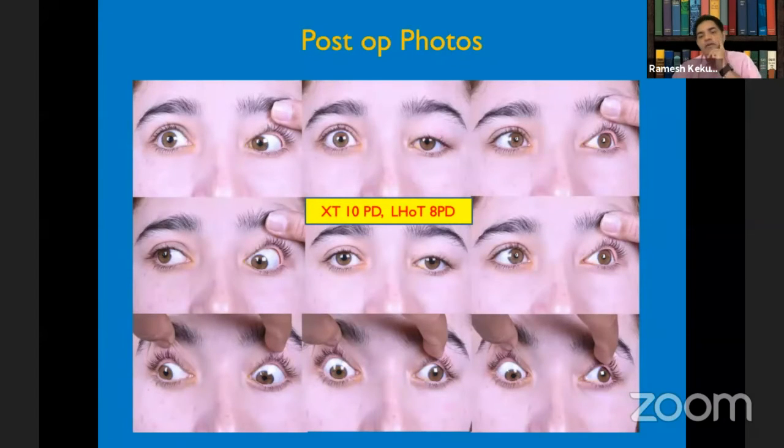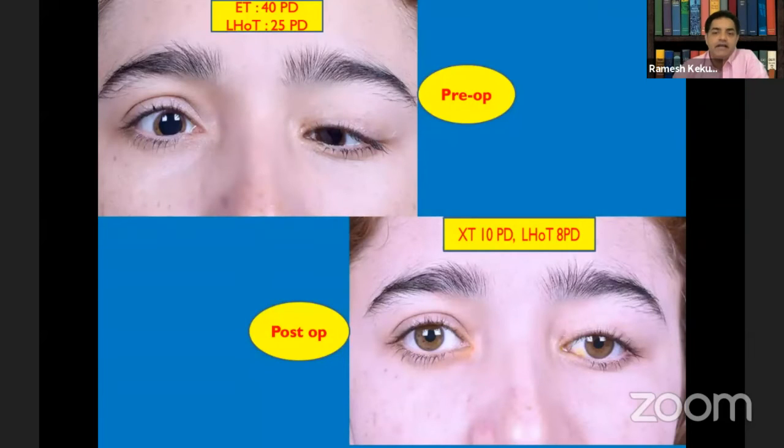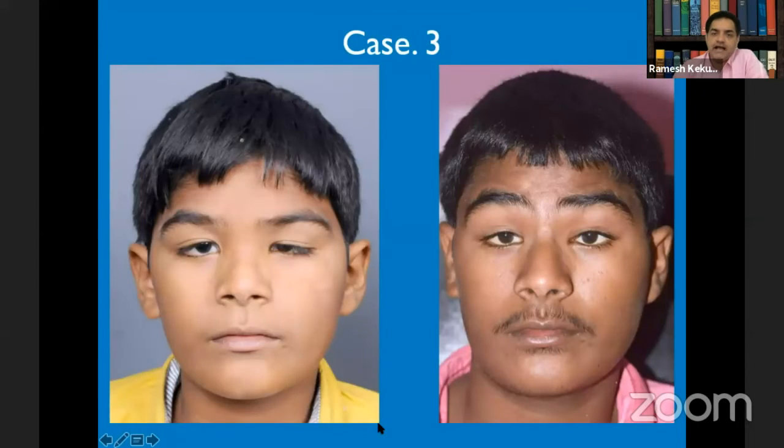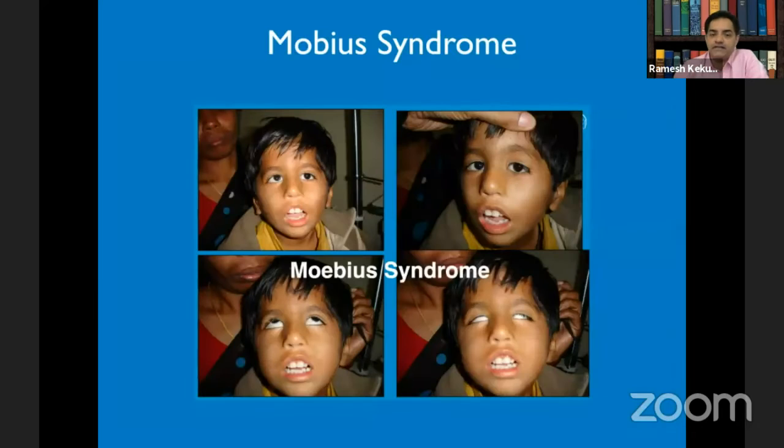And this is post-operative after MR recession and IR recession in the left eye. She has a significant improvement in both alignment as well as abnormal head posture. You can see in this patient. And this is the last case with kind of mixed features. This patient had ptosis with large esotropia with tight muscles. With the correction of the esotropia as well as inferior rectus recession, his ptosis also disappeared after this surgery.